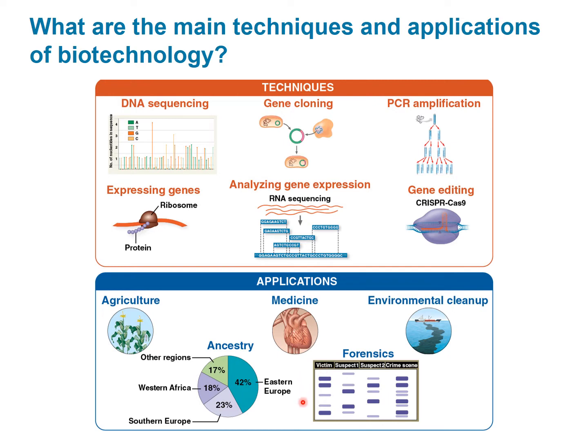And forensics, right? So to analyze genomes to determine the identity of an individual. And environmental cleanup. So a specific example of that might be, you might genetically modify an organism so that they can help break down oils that might have been spilled in the ocean. All right, so these are just some examples. And remember, the techniques are the process of doing things, and the application is what these techniques can be used for.